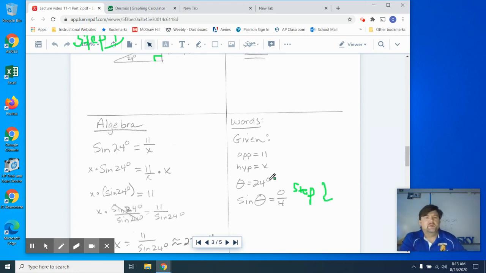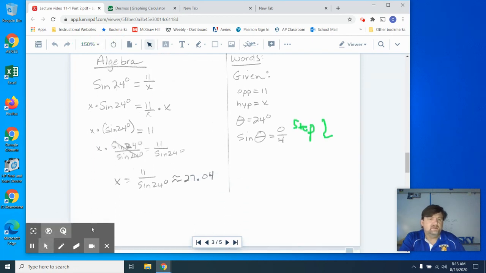This is step 2. So then if this is step 2, my next one is to set up the ratios and to do our algebra. So if we look at this next piece right here, I have my ratios set up. Here's my opposite from our given. There's our given right there.